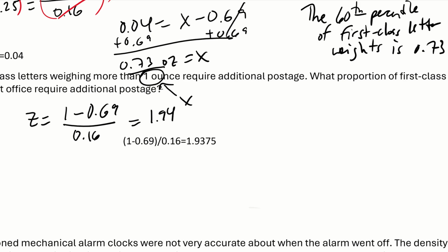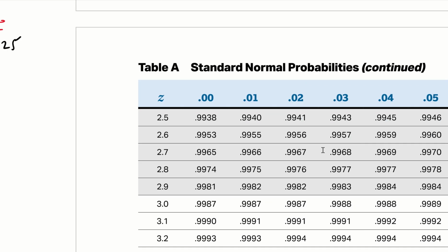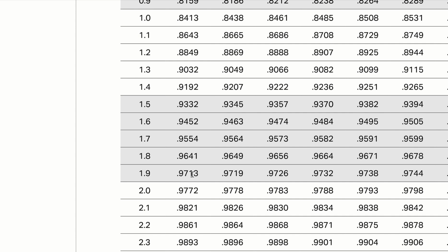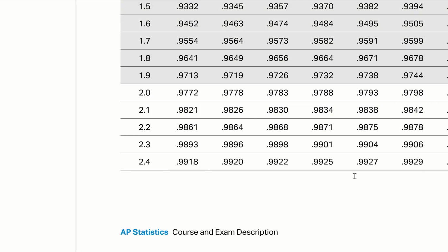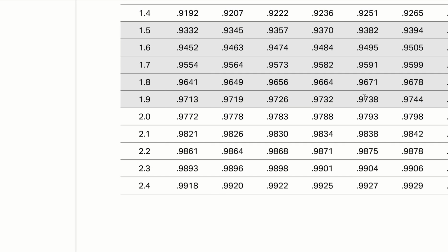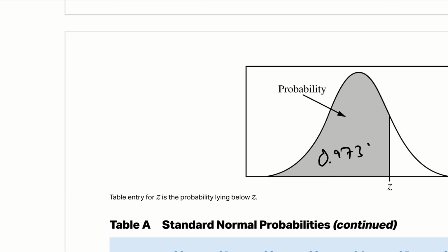And we want it to be weighs more than 1 ounce, okay? So when we have the bell curve, and z is 1.94, we want it to be more than that, right? So that means we got to find the area to the left, subtract it from 1. Let's look at 1.94 on our z table. That's 1.94, 0.9738. Remember, that gives us the area to the left. So to find the area to the right, we got to do 1 minus that.